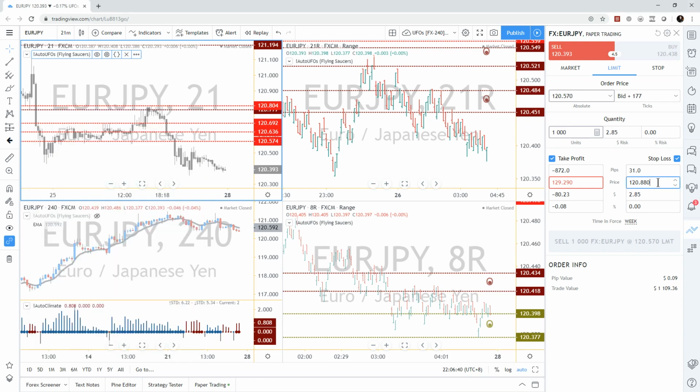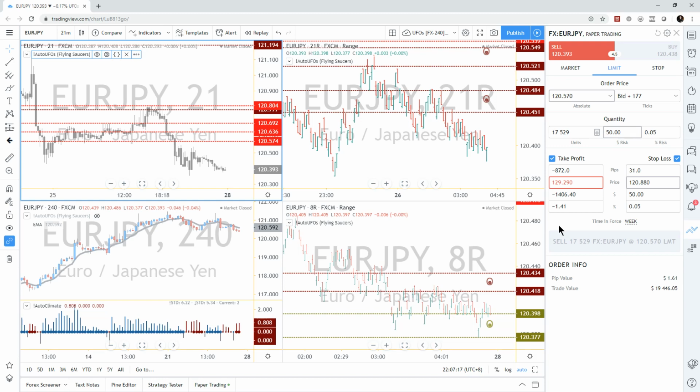So now that you got 120.88 where the stop is, and you got 120.57 where the entry is, okay? Now that you got that, you just need to come where it says dollar risk and type how much you want to risk. So let's say your account is $5,000. And let's say you want to risk 1% of your account, which is 1% of 5,000 is 50. So if you want to risk 50, you just type 50. That's it. And the moment you type 50, okay?